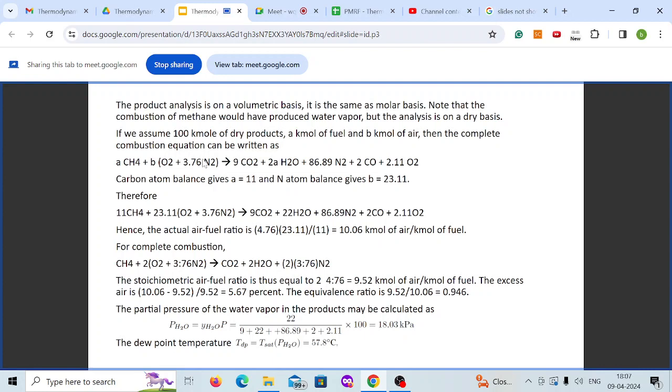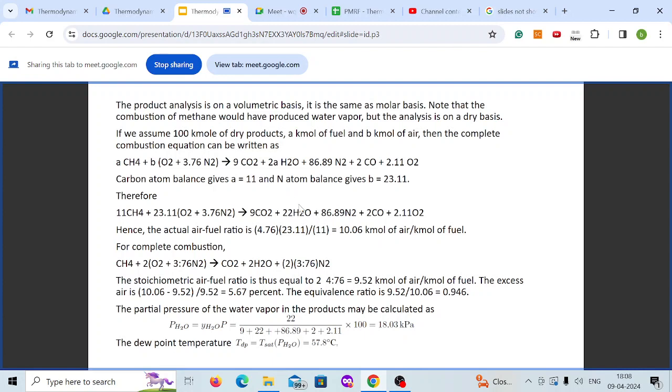Similarly, you can do a nitrogen balance. If you do a nitrogen balance, you know how much nitrogen is present. So 86.89 moles will be equal to B into 3.76. So you divide by 3.76, you will get B as 23.11 moles. So now we can write the whole equation. This will become that you use 11 moles of methane reacting with 23.11 moles of air, which will give you the same amount of products which I have mentioned, and you get 22 moles of water.